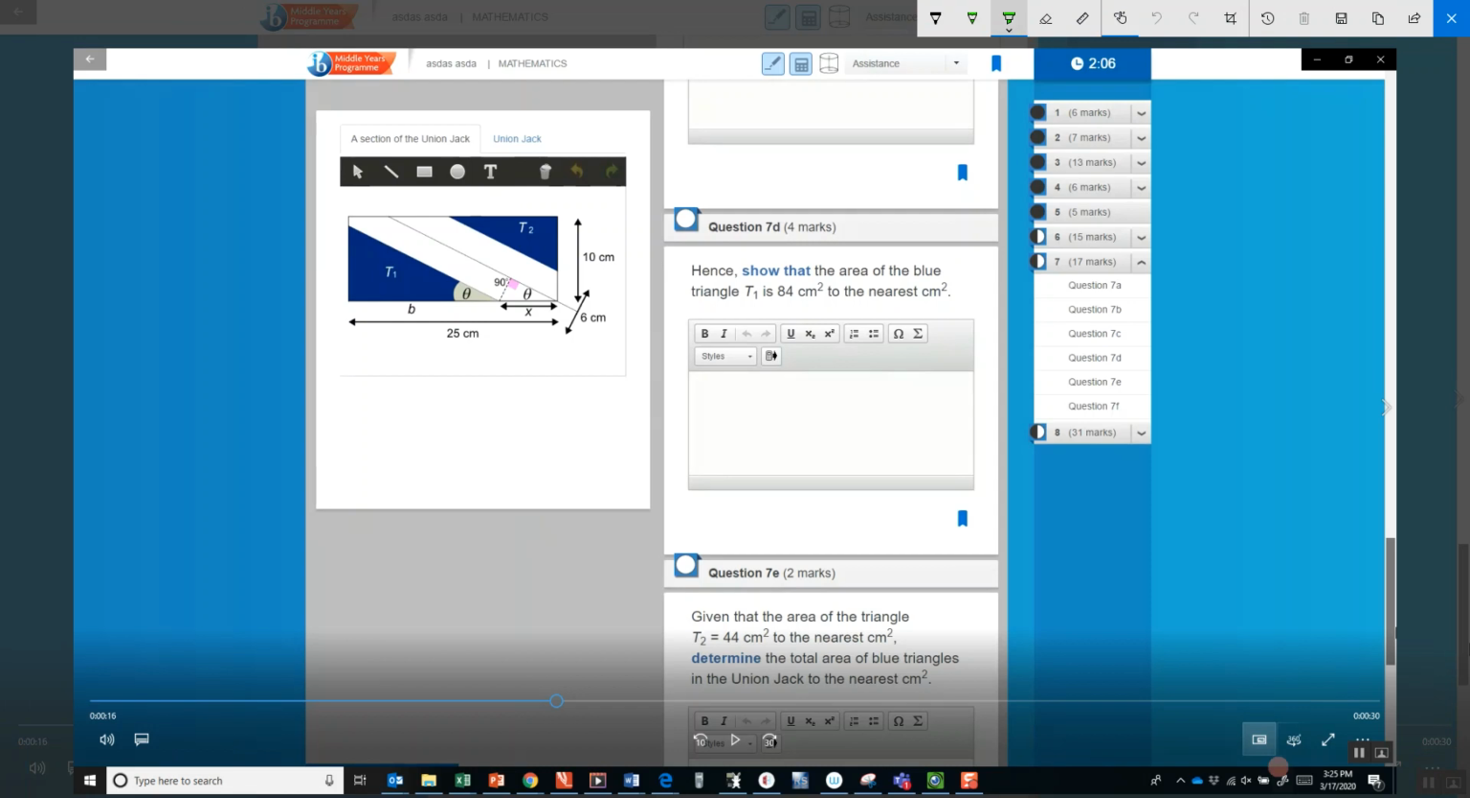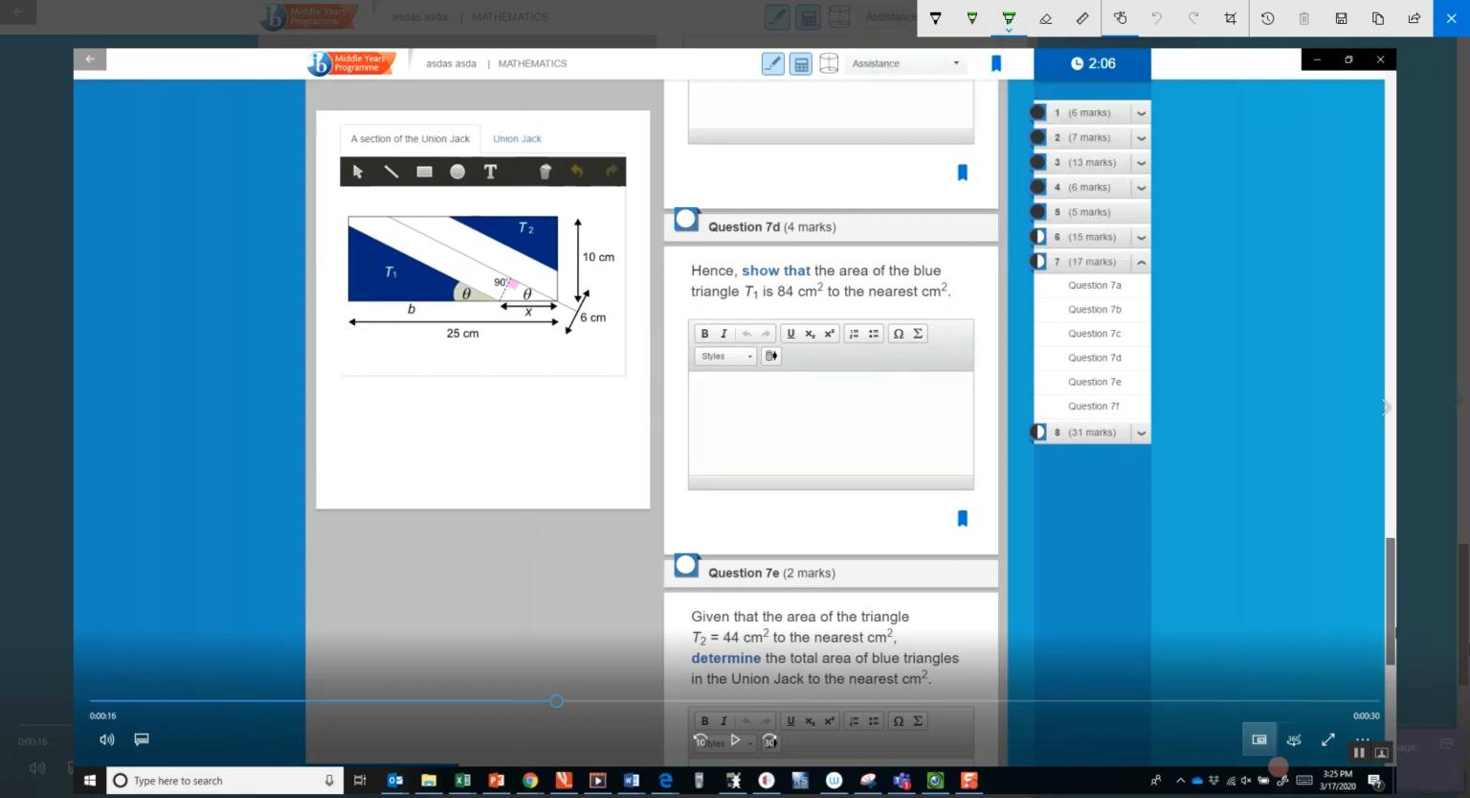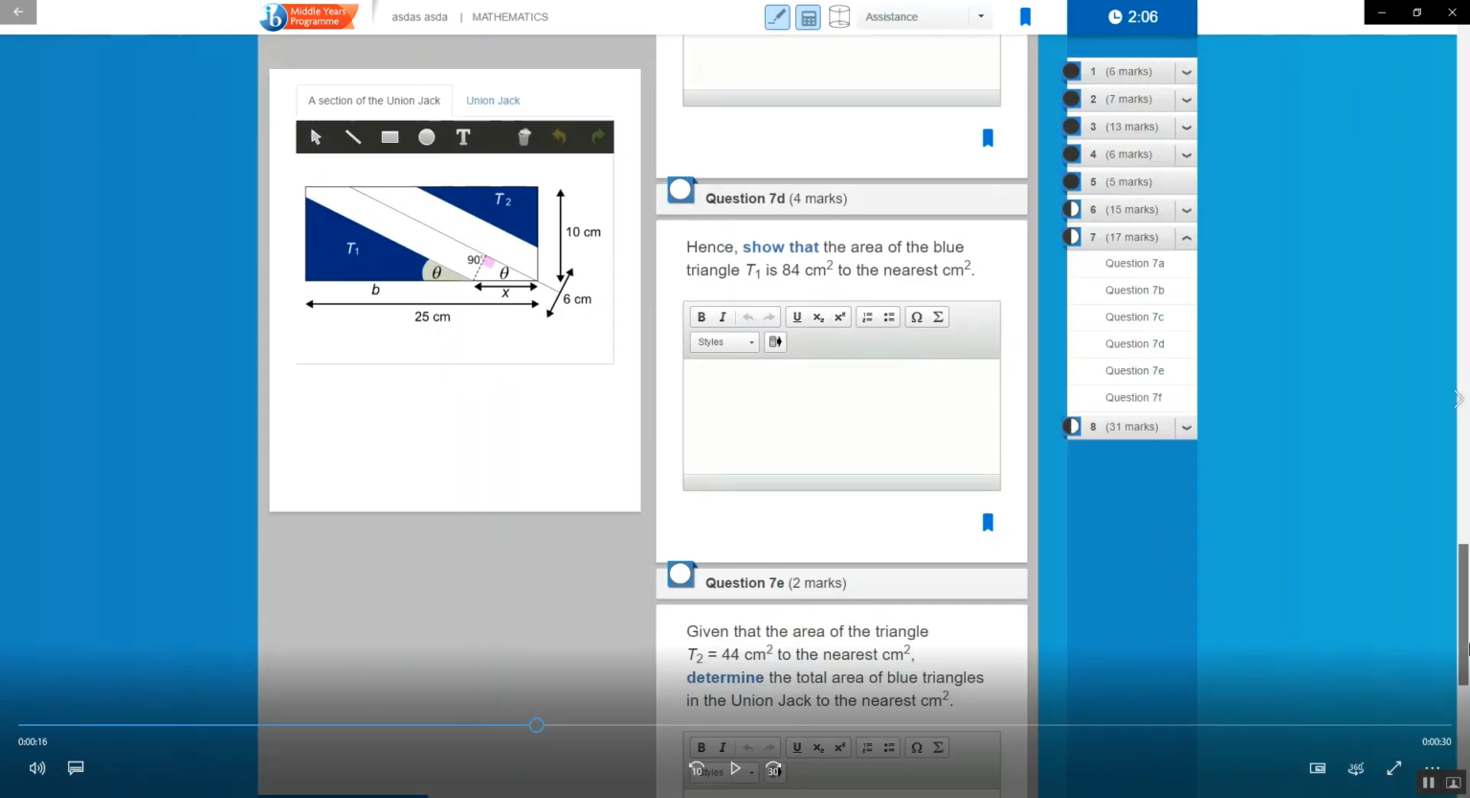Right, good. Okay, so just to clarify that, we know this distance is 25, correct? You've just worked out x, so if you subtract x from 25, that will give you the length of the base of the blue triangle. What was x? Did you not write it down? No. 6.7. Okay.